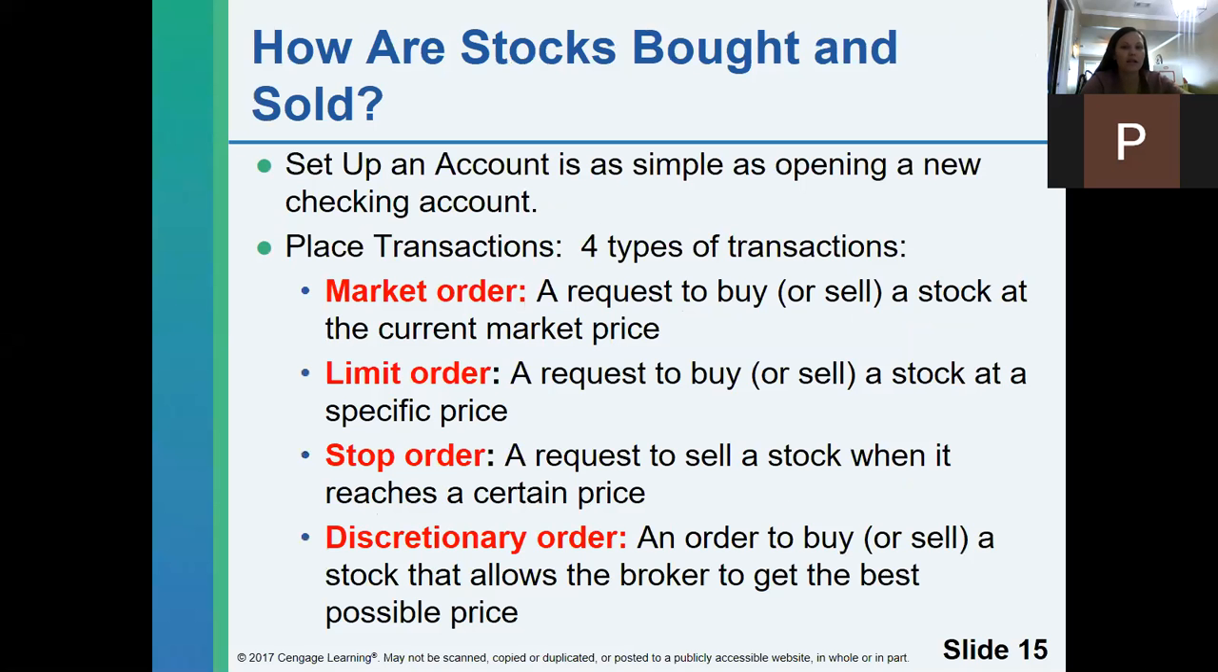So two sections here. The first section is how are stocks bought and sold. To buy and sell stocks, the first thing you have to do is set up an account, which is as simple as opening a new checking account. You can set it up at a full service broker, a discount broker, your bank, or other financial institutions. So you need this account that's set up for buying and selling stocks.